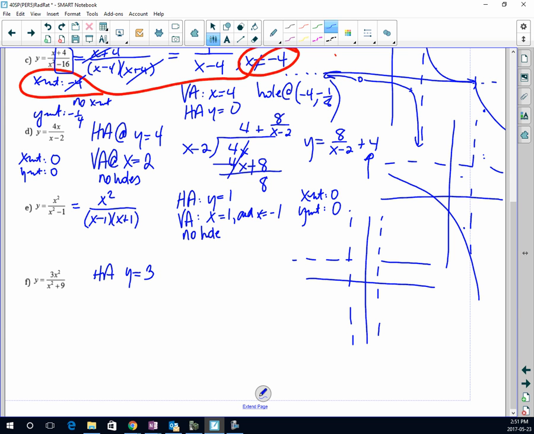Do we have a vertical asymptote? Do we have a non-permissible value? That would be no, because we're squaring something and then adding 9. We can never get a 0. So no NPVs. That means no hole, no vertical asymptote. What's my x-intercept? 0. What's my y-intercept? 0. Moving on.